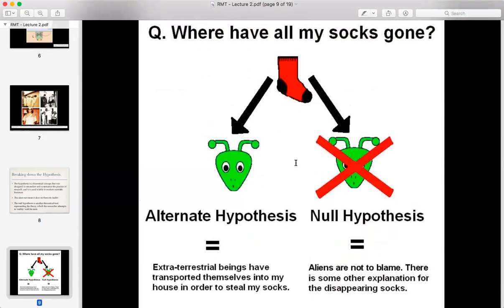So this is an example of what the null hypothesis is. Just the idea that it might be easier to prove that aliens are not to blame, and prove that definitively, instead of the alternate hypothesis, right? But again, these are both tools.